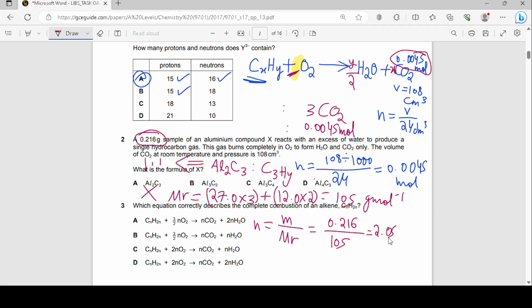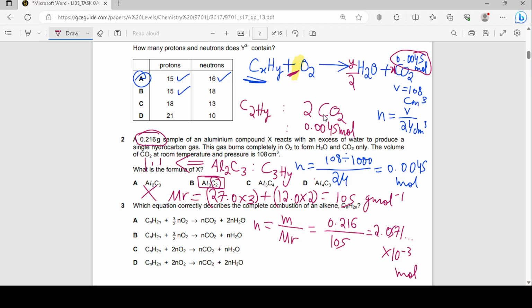0.216 over 105 is 2.0571 × 10^-3 moles, or you could write it as 0.0020571 moles. Anyways, the point is that that's the number of moles of Al3C2 I have. And then if I consider this in this equation, I have two atoms of carbon per Al3C2 molecule, which means now this will be 2 CO2 in my equation. So x is equal to 2. So it's C2Hy, and because of that, the ratio is 1:2.